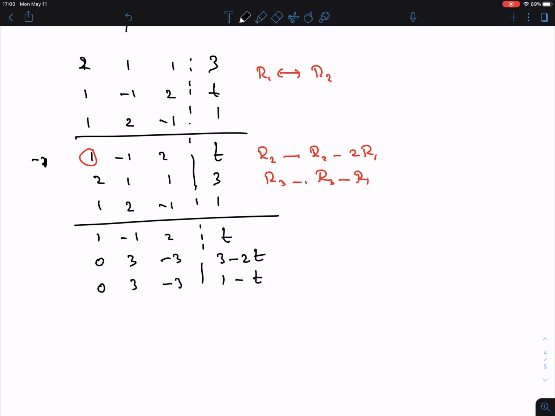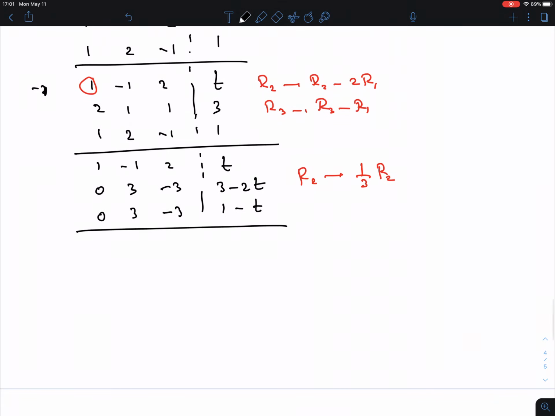Well, we need a 1 here, so we have to divide by 3 in one of these two rows. Let's do row 2, 1/3 row 2. Sometimes fractions are inevitable. Luckily the fraction is only in the last column, so we get 1, minus 1, 2, t, 0, 1, minus 1. This divided by 3 is 1 minus 2t over 3. And then 0, 3, minus 3, 1 minus t.